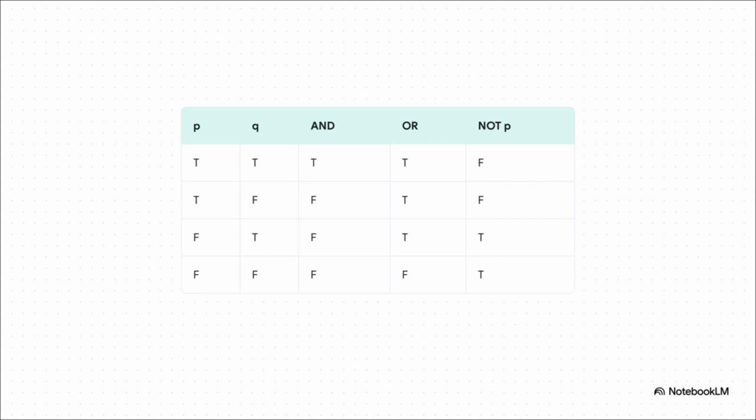Now, the OR column is way more forgiving. It outputs true if just one condition is met. Think of an online store. You get free shipping if you are a premium member or if you spend over $50. Finally, the NOT column simply flips the input to its exact opposite. If P is true, not P is false. This simple table is the foundational blueprint for all computer hardware and decision-making architecture.